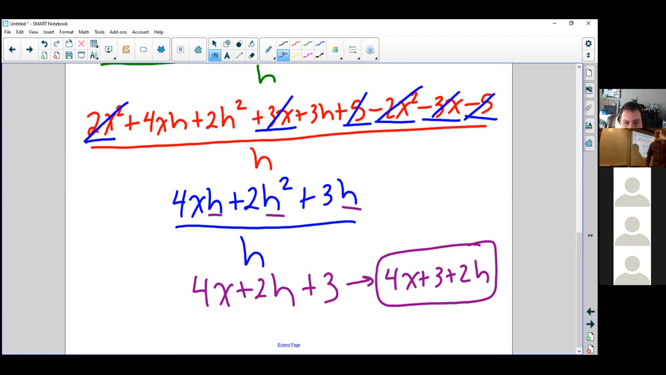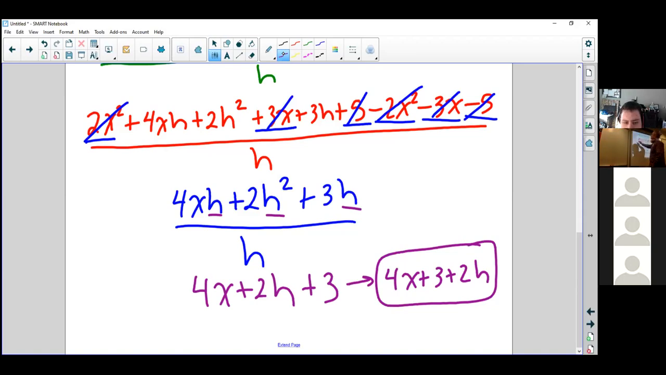Does anyone want to see another one like that? So this is definition of a derivative. Yes. You want to see another one? Yeah, please. Or do another? Do another, please. Okay.